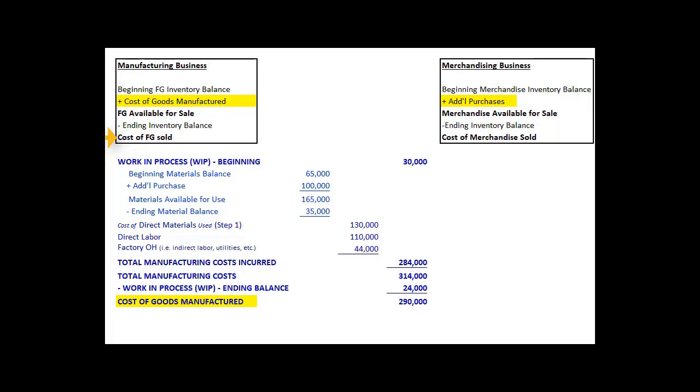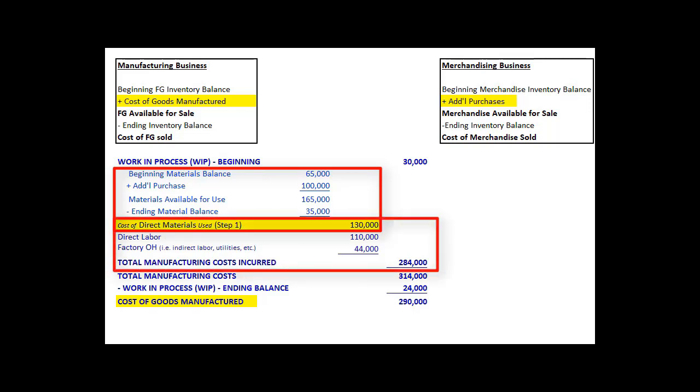So to know this cost of goods manufactured, our first step is to know the cost of the direct materials that we use. And to know the direct materials used, we take the beginning materials balance, we add materials purchased. Then we have materials that are available for use to manufacture. And when we subtract the ending material balance, we arrive at the cost of direct materials used.